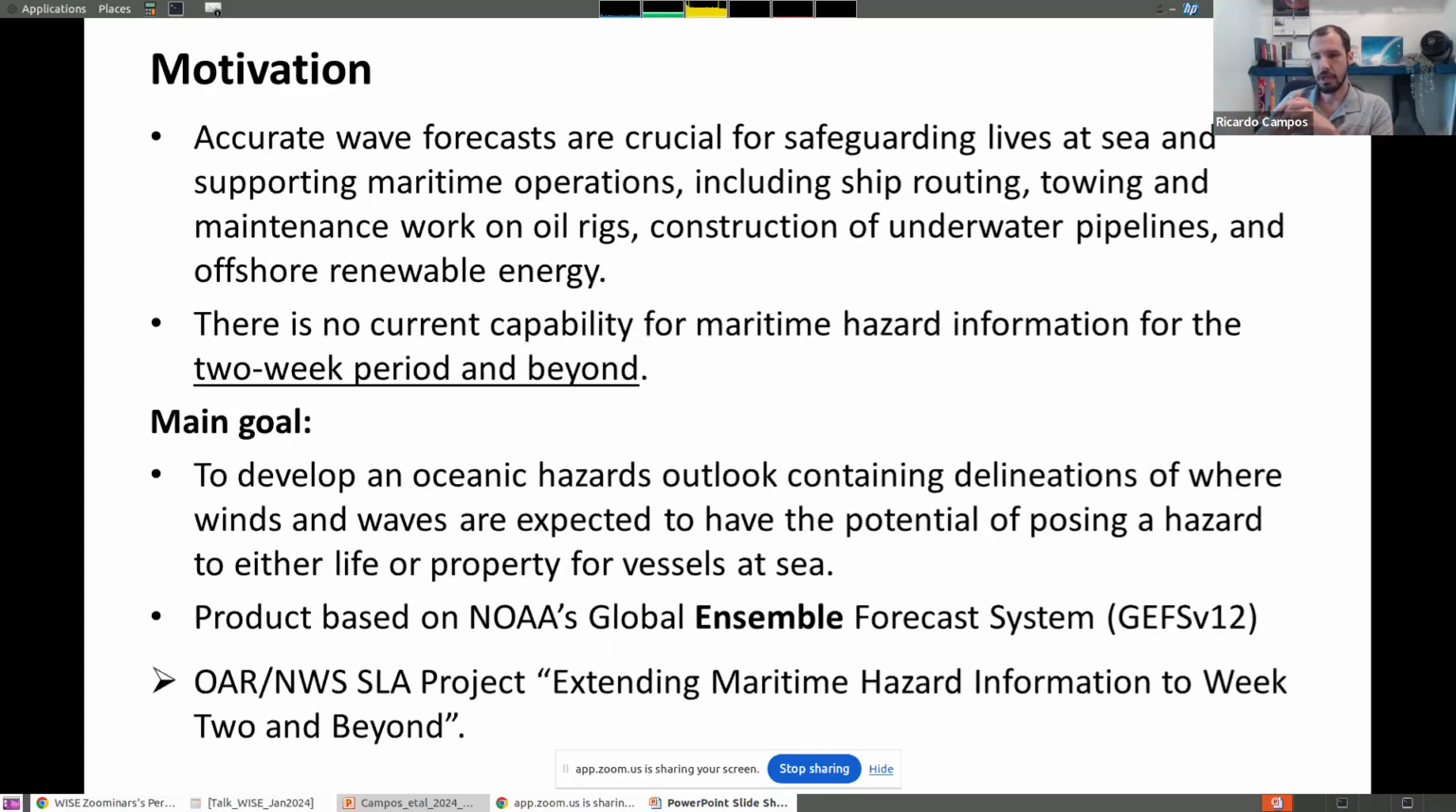So this is something that we are currently working on and committed to develop a product that will be addressing this extended forecast range. So our main goal is to develop an oceanic hazard outlook, winds and waves, containing delineations of potential hazards for life and property at sea. And this is entirely based on the Global Ensemble Forecast System version 12.